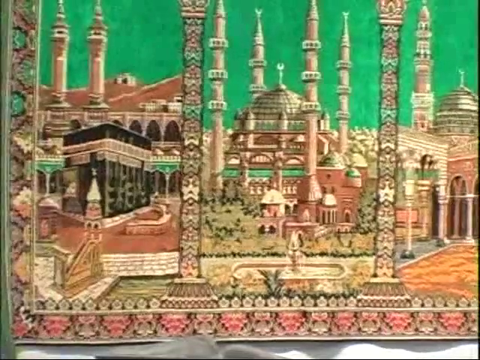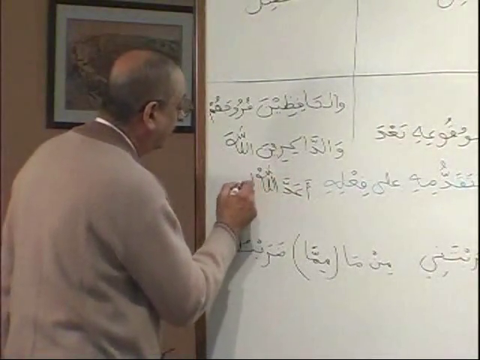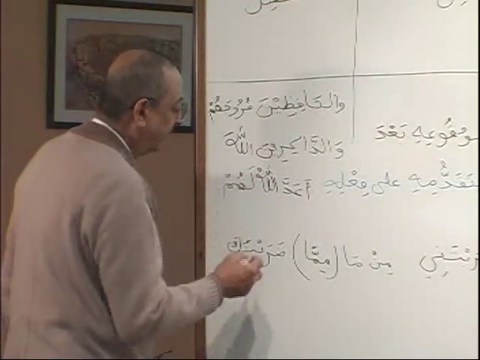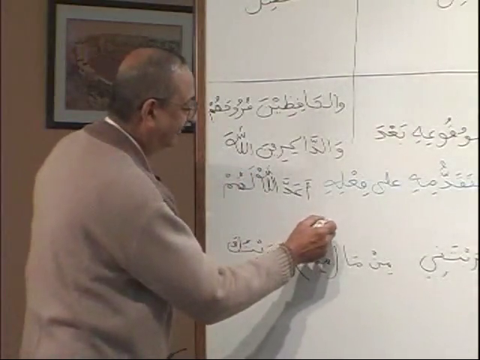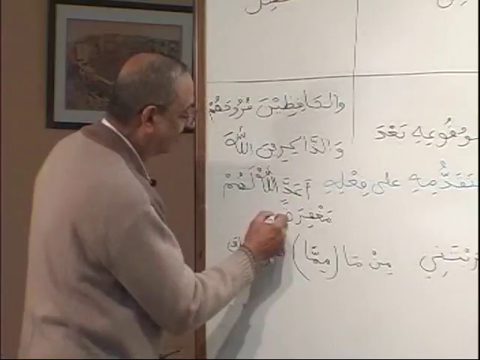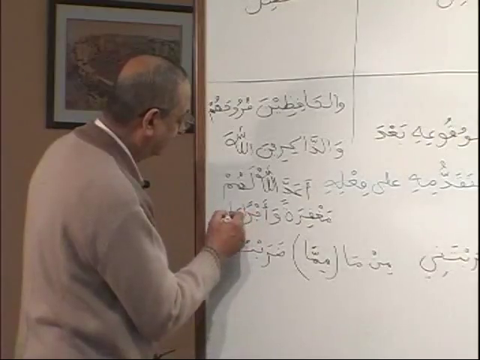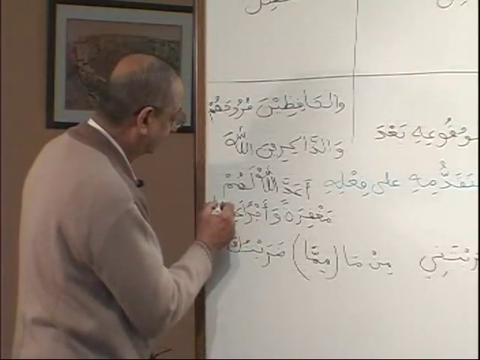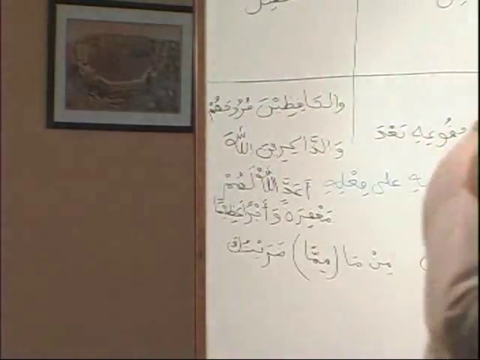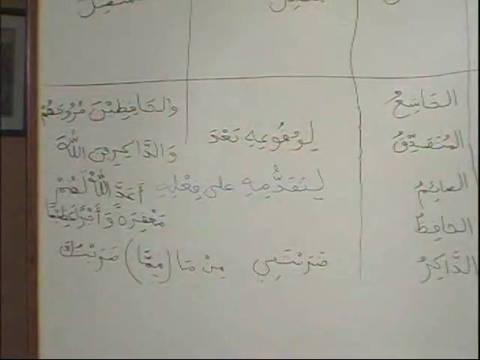So, the khabar is, brothers and sisters, a'adda Allahu lahum. What has Allah prepared for them? Maghfiratan wa ajran azhiman. Got the idea, brothers and sisters? A'adda. What kind of a verb is this? Form 4. What is the meaning of it? To prepare. Okay? For everybody who's mentioned.